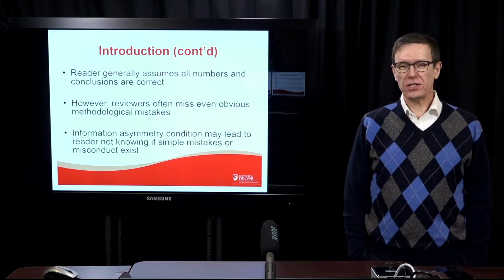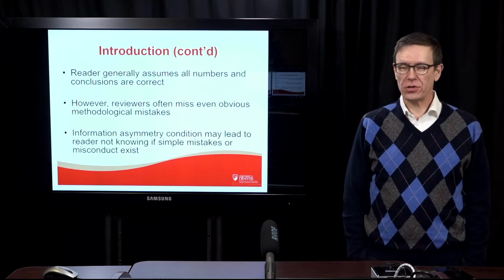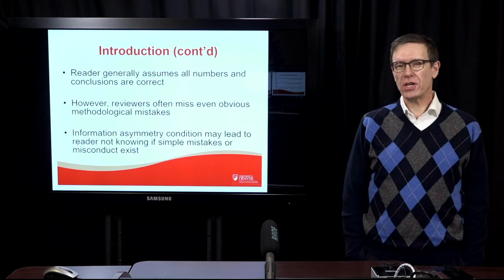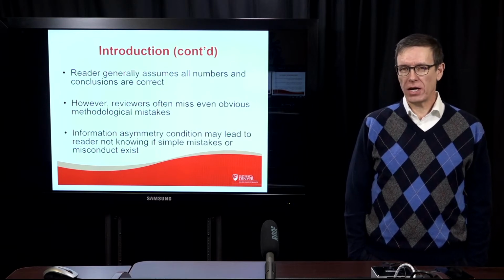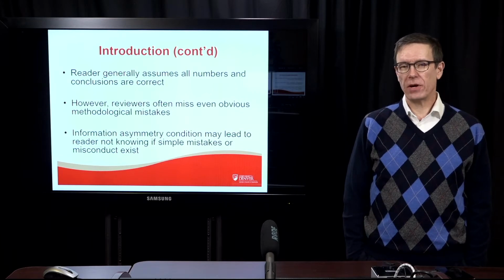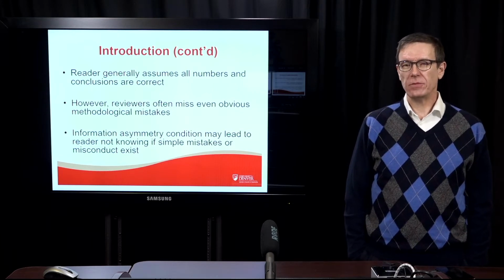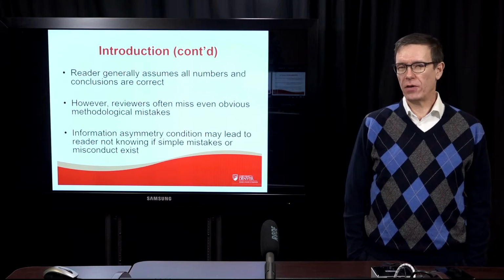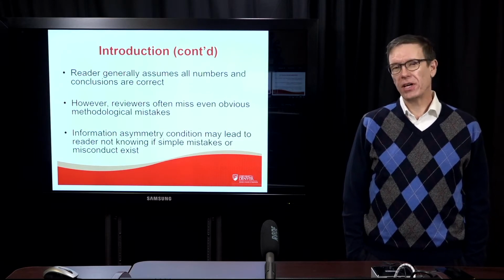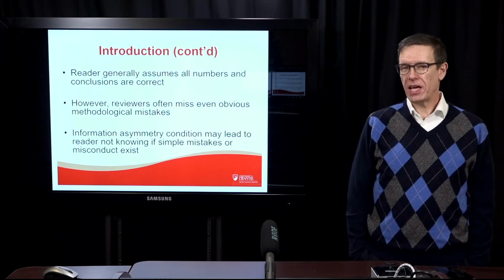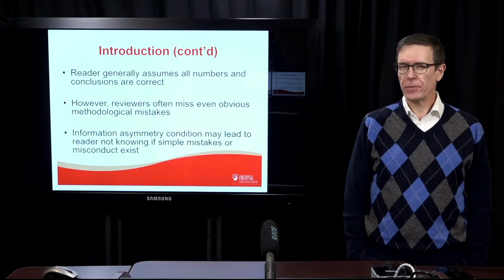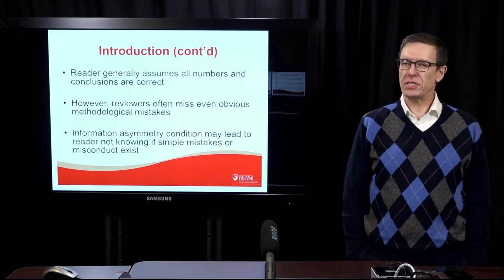Now, we generally assume that all numbers and all conclusions are correct when we read an article. However, research has shown us that the peer review process, particularly the reviewers in this, often miss even obvious methodological mistakes. It seems that reviewers may focus more on the contributions, more on the sexiness of the topic, more on what they believe is intriguing about the arguments of the article, rather than dig into the numbers themselves.